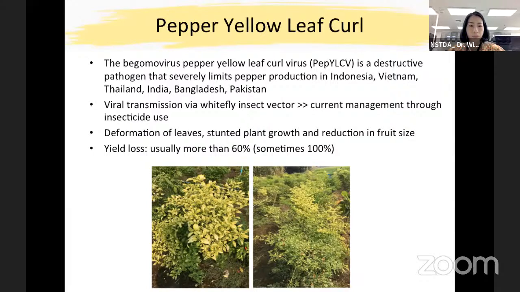The characteristic of infected plants is that the leaf will turn yellow and become curly, and eventually the plant will stop growing. And if it manages to set fruits at all, the fruit size will be a lot smaller. And in terms of yield loss, you can get anything from 50% to 70%, or sometimes the entire field is affected and the yield loss is as high as 100%. And so pretty much everything is wiped out.